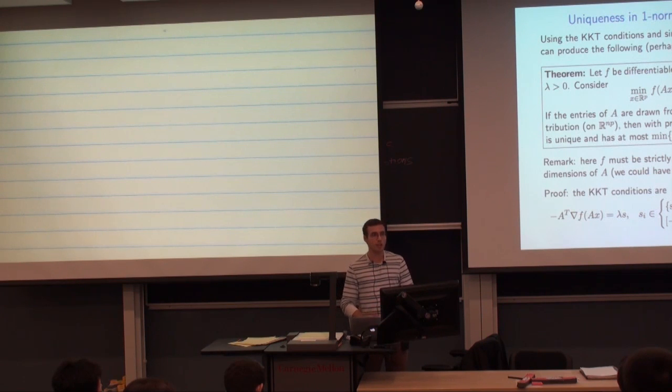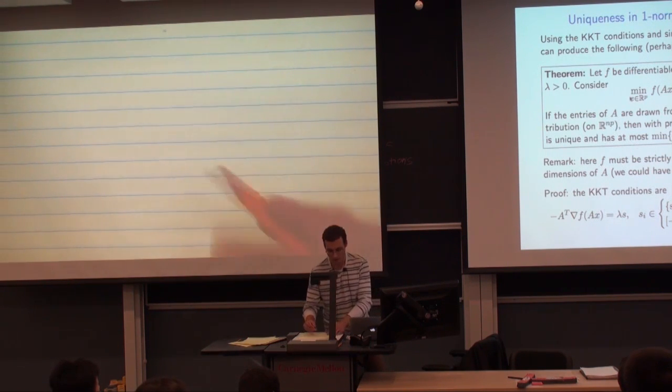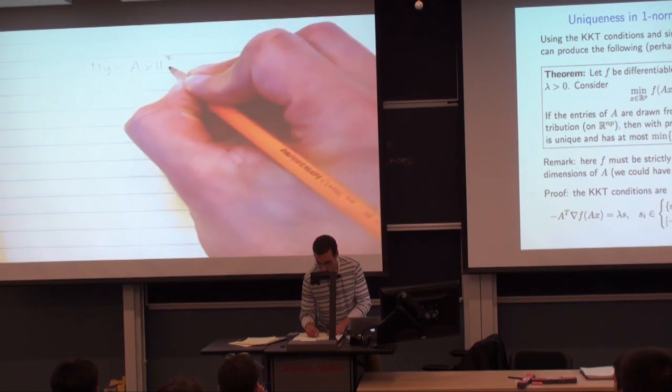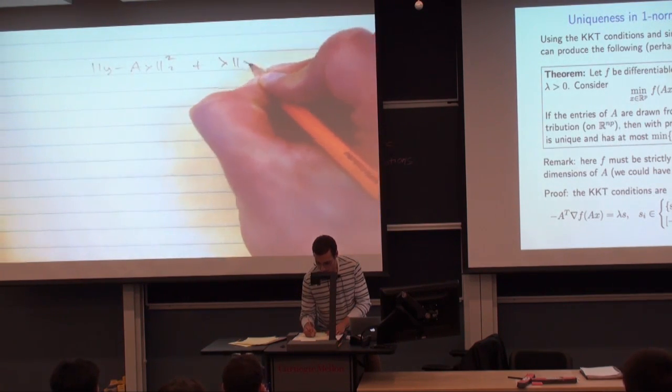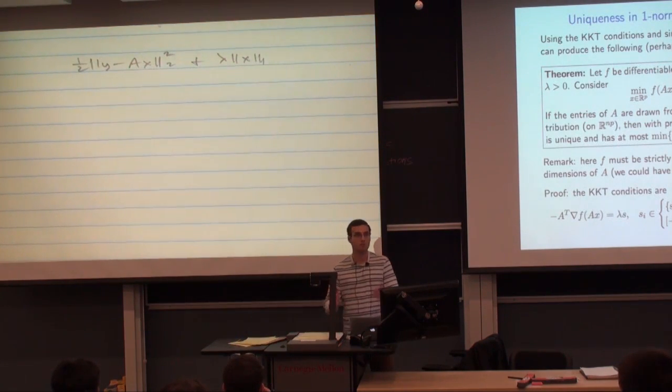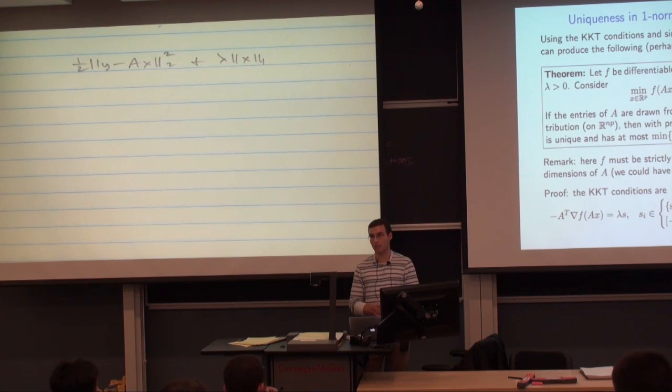then in general this might not have a unique solution, right? For example, if A has many more columns than rows, then this whole criterion is not strictly convex. Even though f is strictly convex, this whole criterion is not strictly convex in x. So let's just think about the Lasso problem to be concrete. Right, if I take A to have 1,000 columns and 100 rows, I don't know that the solution is going to be unique.